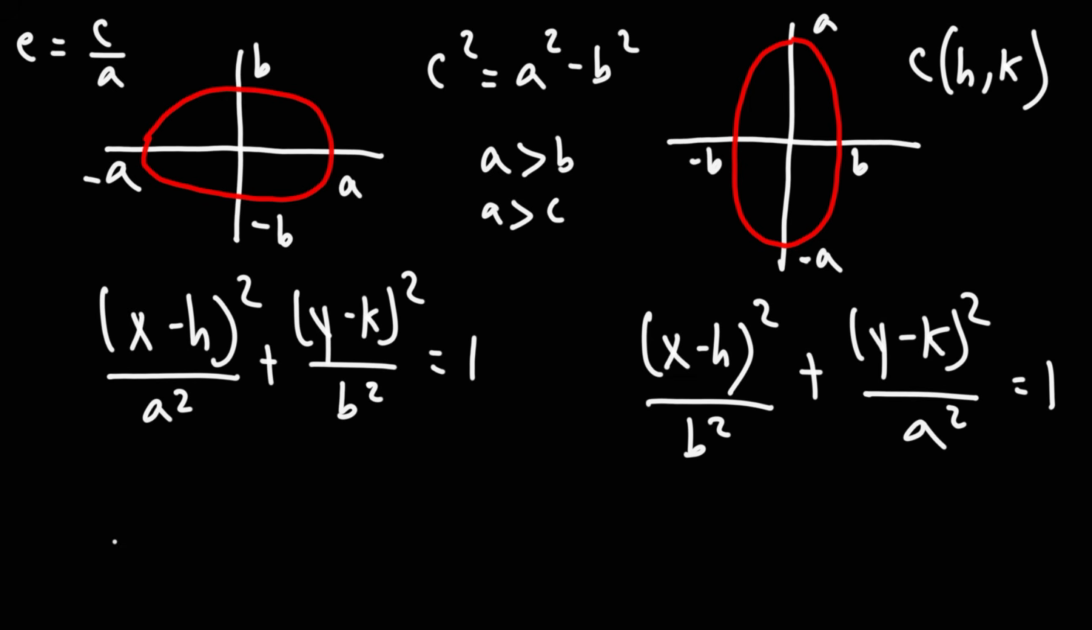Now, for an ellipse, the eccentricity is less than 1, but it's greater than 0. So it's between 0 and 1. For a circle, it's 0. For a parabola, the eccentricity is 1. For a hyperbola, it's greater than 1. So think of hyper. Hyper means higher than or above.